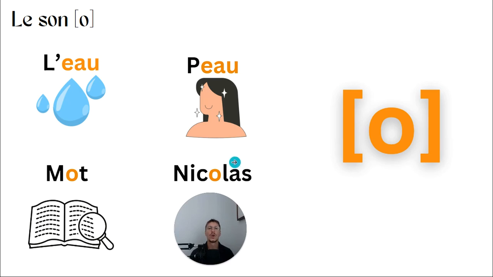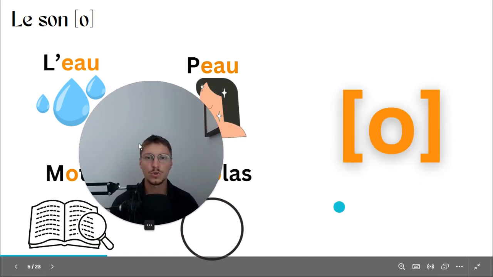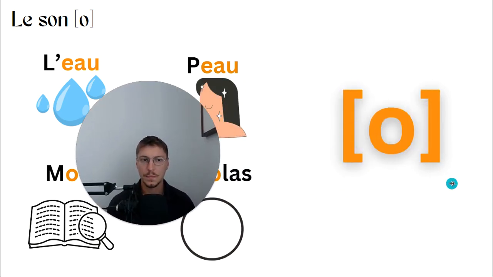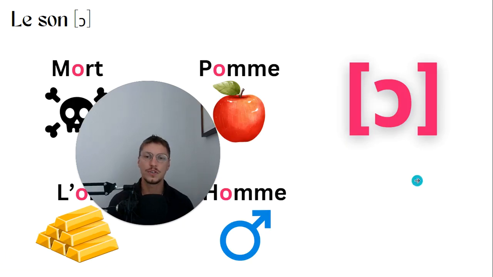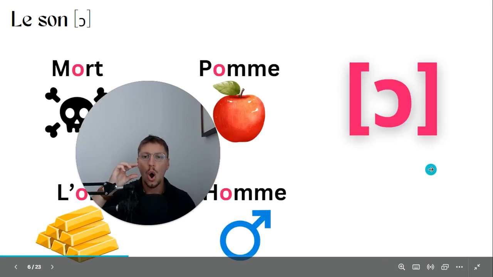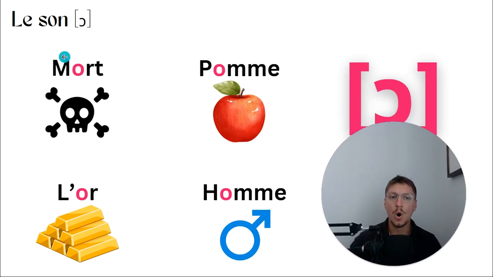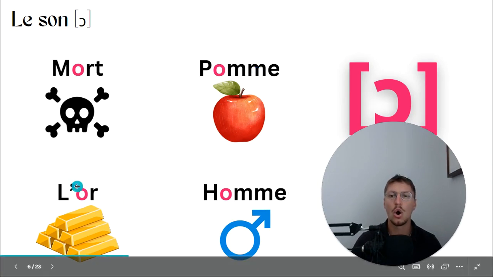Nicolas. O. Now, what's interesting is just like last time, same principle. If you want to go from this sound right here to this one, the only thing you have to do is that you open your mouth a bit wider, a bit bigger. That's it, like this. O. That's it. This one is the sound O, comme dans mort, pomme, l'or, homme.